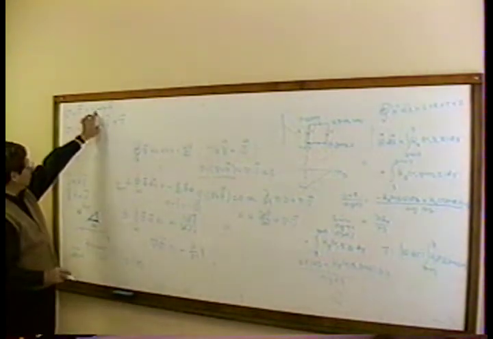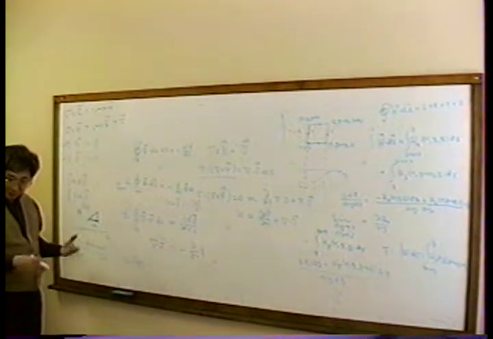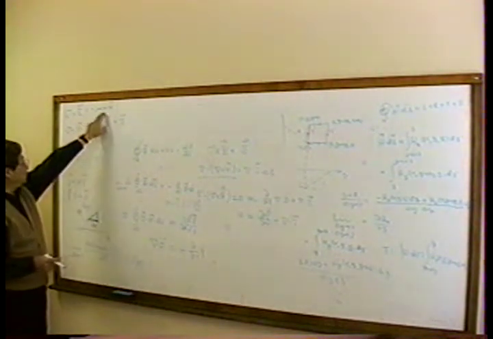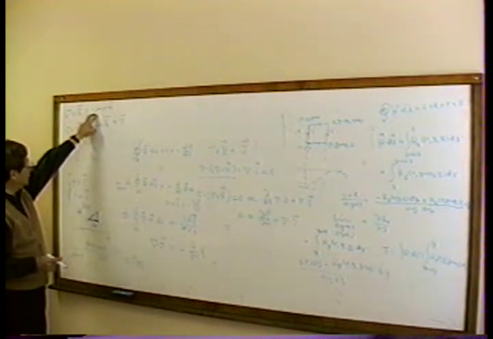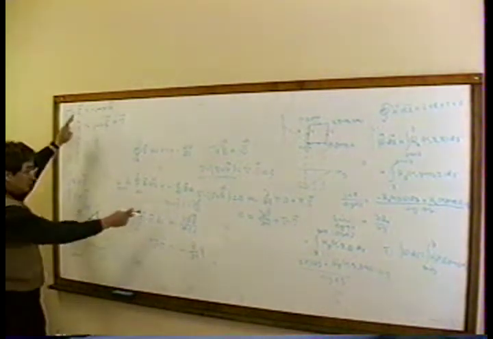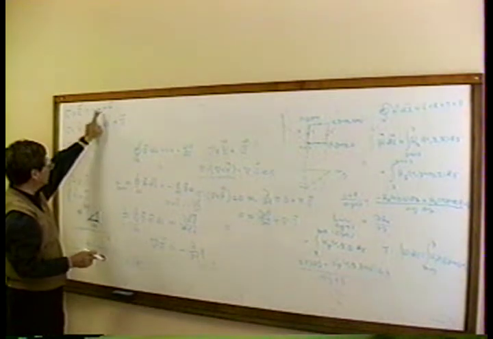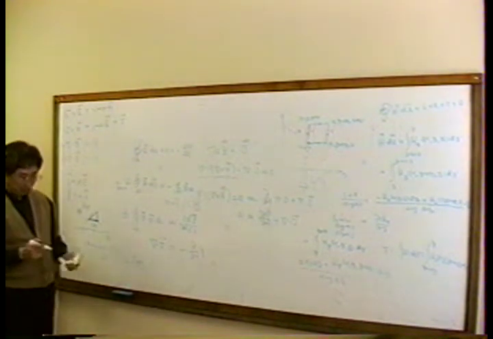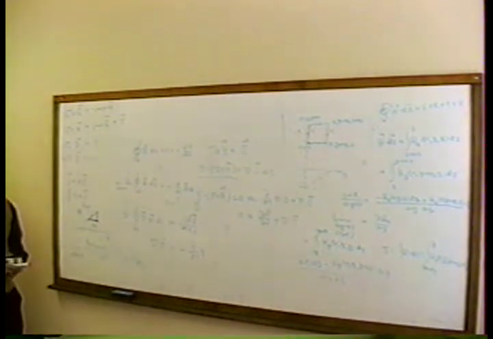dB/dt is j omega mu H. B is mu H. d by dt is j omega, and this minus sign is that minus sign. So del cross E equals minus j omega mu H. So Maxwell's equation is complete.